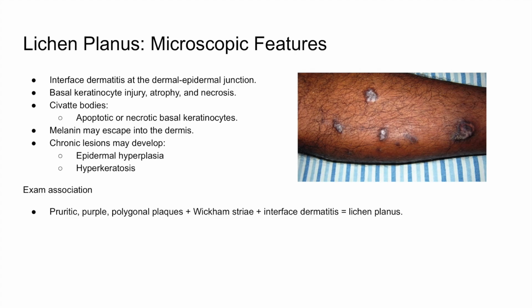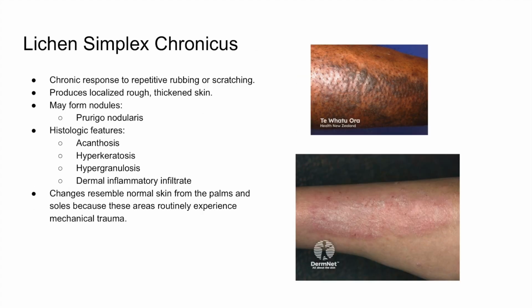So for exam questions, connect purple polygonal pruritic papules and Wickham striae with band-like interface inflammation, basal injury, sawtooth red ridges, and civatte bodies. All right, so lichen simplex chronicus is the skin's response to an ongoing itch-scratch cycle. So repetitive rubbing and scratching produce a localized thickened plaque with rough surface and exaggerated skin markings, a change called lichenification. So lesions occur in areas the patient can easily reach, such as the neck, wrists, forearms, ankles, shins, scalp, or genital region. Pigment alteration and excoriations may also be present.